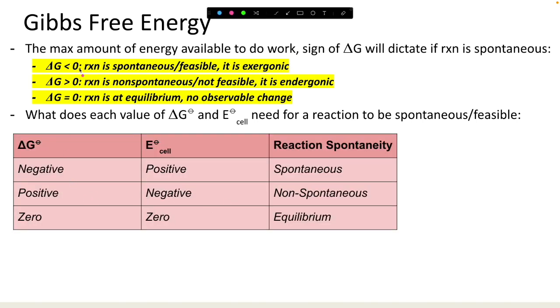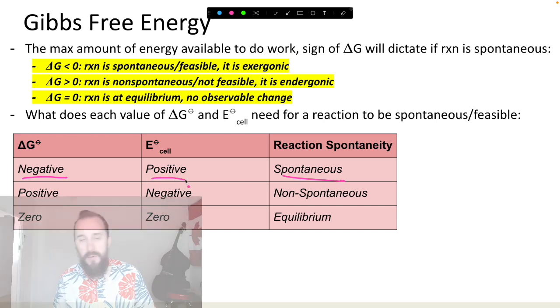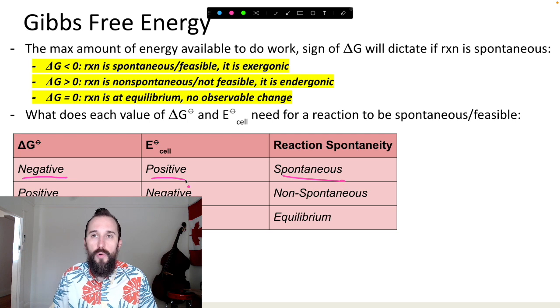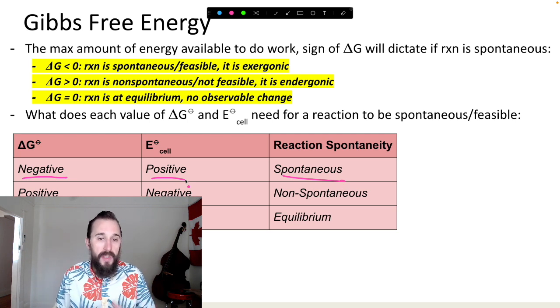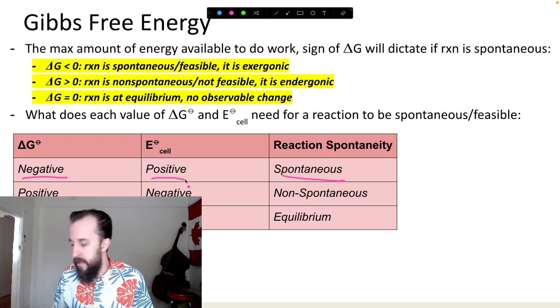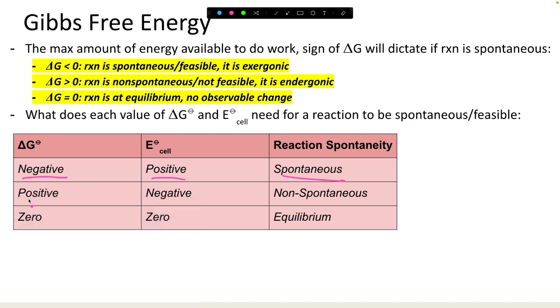So we said that if delta G is negative, we have a spontaneous reaction. So therefore our cell potential needs to be positive. We've been talking about feasibility, so for our cell potential it always needs to be positive. Therefore if delta G is negative, our cell potential has to be positive and we have a spontaneous reaction. The opposite of that is that delta G is positive, therefore the cell potential is negative, and these both imply that we have a non-spontaneous reaction. And if they're both equal to 0, then we have a system that is at equilibrium.